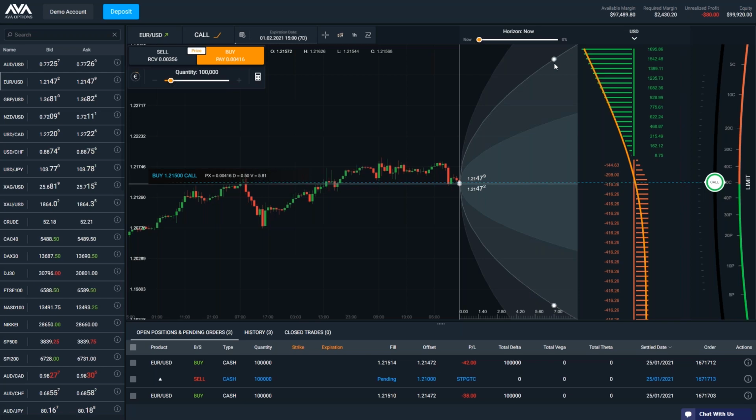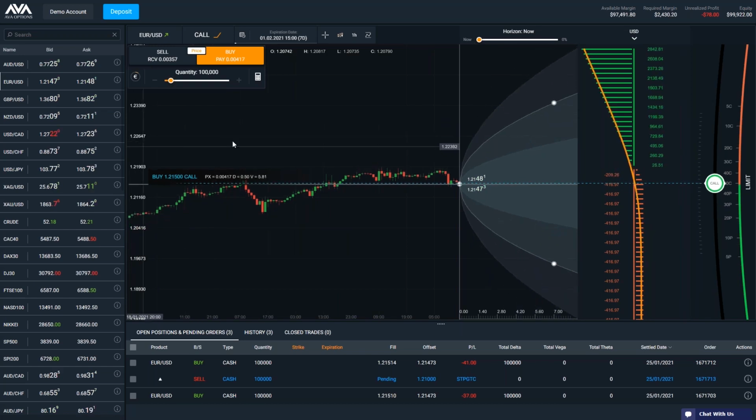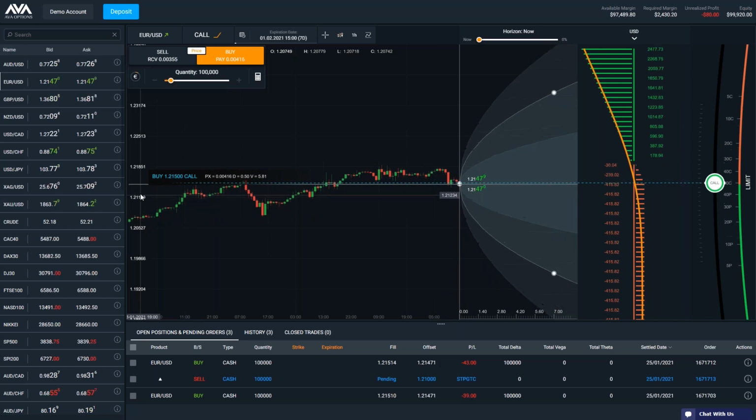So we can say that we're 98% confident that the market is going to be between these 2 white dots in a week. And we're 68% confident that we're going to be within 1 standard deviation, which is this inner arc. And we're 99.7% confident that we're going to be within 3 standard deviations, which is this outer arc. So that's a fairly big range.